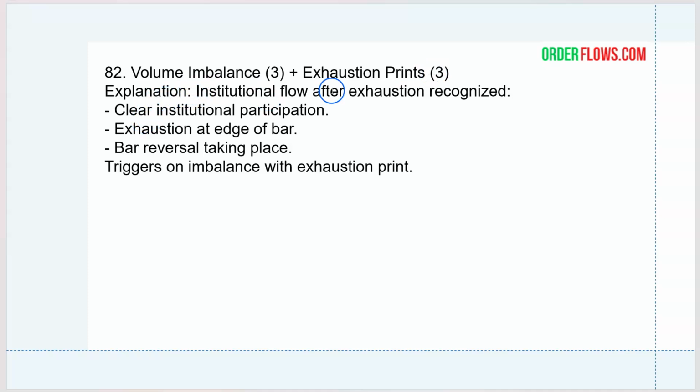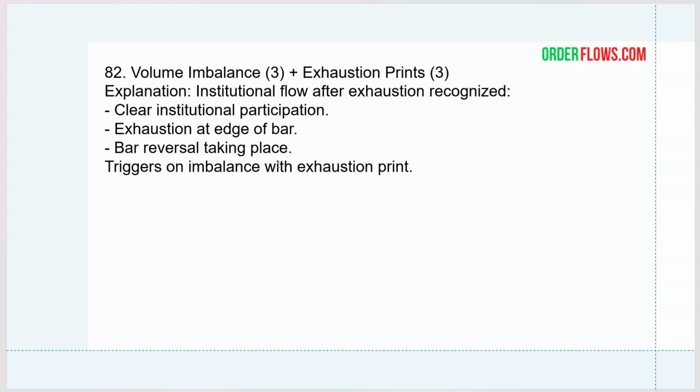Explanation is institutional order flow after exhaustion is recognized. Clear institutional participation, exhaustion at the edge of the bar, reversal taking place, and it's going to trigger on imbalance with exhaustion print. Like I said, this is all dependent. In Order Flow Unlocked, I'm using basically just E-minis on a 1-minute chart. Sometimes I throw in an 8-range chart, as well as euro currencies, with a minute chart, 30-second chart, or even a range-based chart.